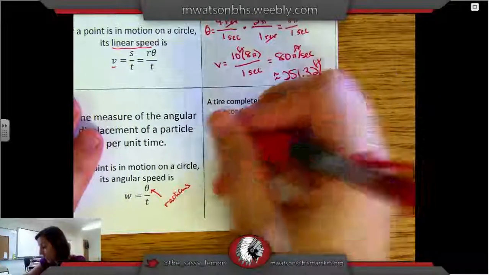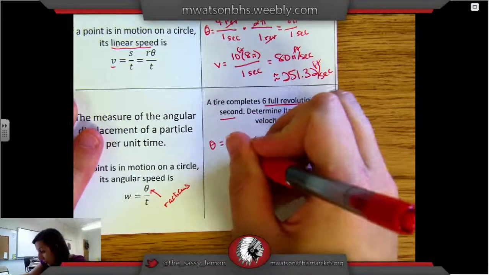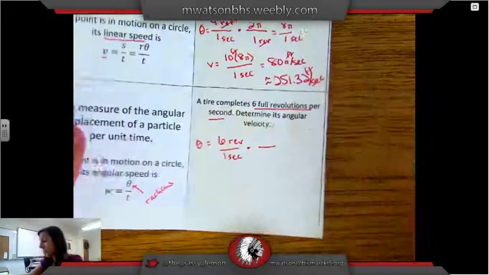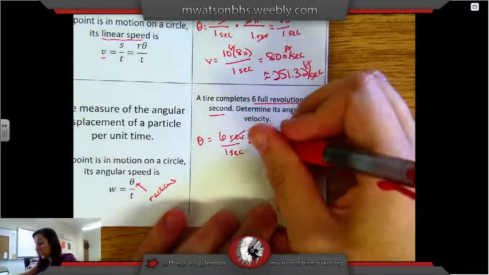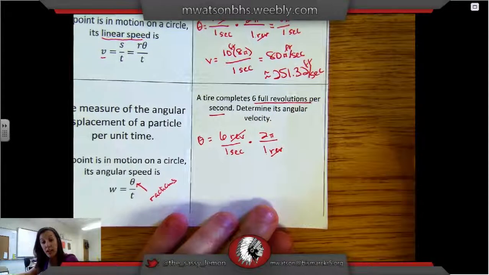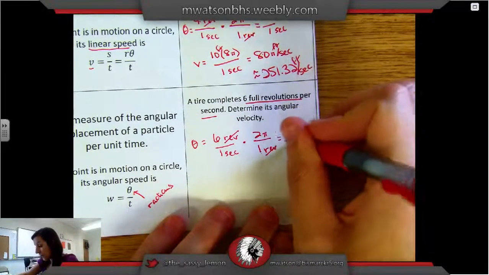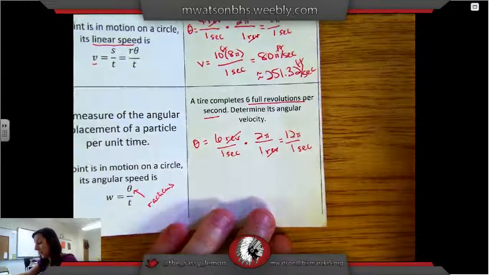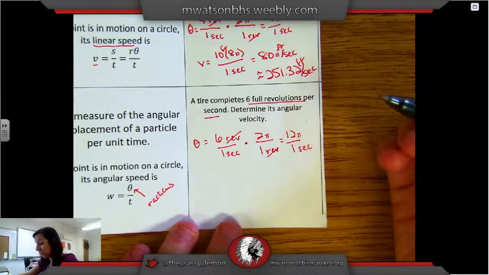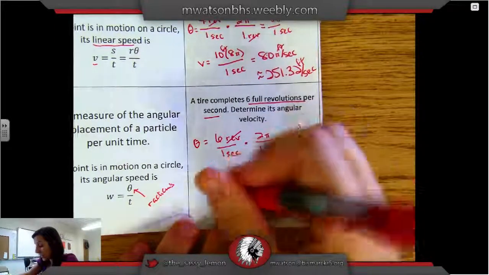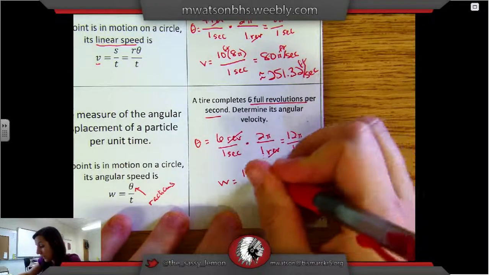So what we're going to do to find theta is we're going to convert 6 revs per 1 second to radians. So we need revolutions down below so that these will cancel. And 1 revolution, hopefully you know, is equal to 2 pi radians. And now you just multiply across the top and across the bottom. Basically, the second is your time unit, and so that's really your answer. 12 pi radians per second.